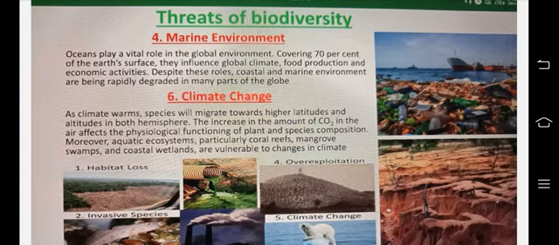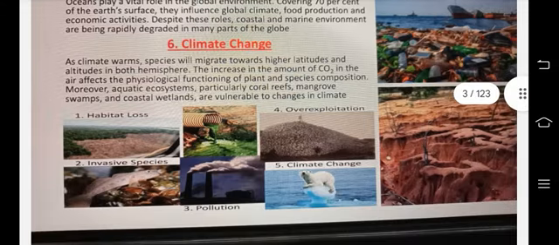Climate change. As the climate warms, species will migrate towards higher latitudes and altitudes in both hemispheres. The increase in the amount of CO2 in the air affects the physiological functioning of plants and animals and species composition. Moreover, aquatic ecosystems, particularly coral reefs, mangroves, swamps, and coastal wetlands, are vulnerable to changes in climate. Habitat loss, invasive species, overexploitation, climate change, pollution.